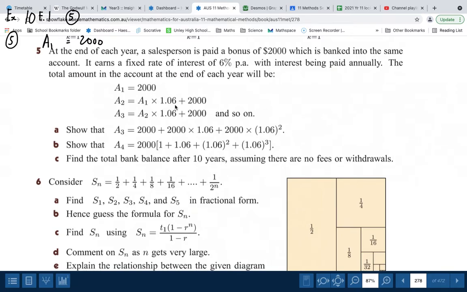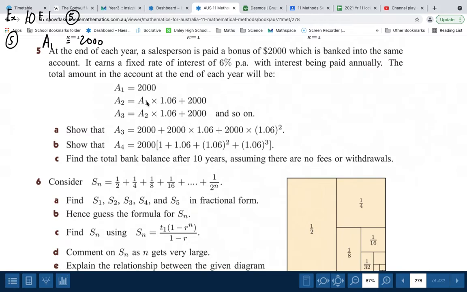So this 1.06 is a multiplier. It's made up of 100%, that's the 1, and the 6% interest. Then at the end of that year, they're also getting $2,000 added. Right.